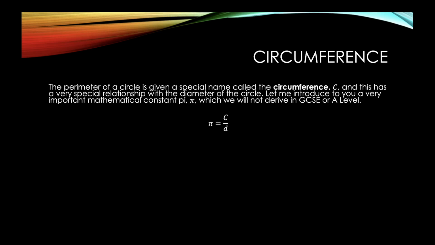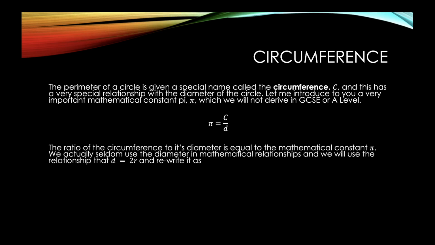So the ratio between the circumference and the diameter is this mathematical constant pi. Whilst we have the ratio between the circumference and the diameter, it's actually more useful to use the radius. You know that 2 times the radius is the diameter. So you can rewrite that as pi is equal to the circumference C divided by 2r. By rearranging it, you have the circumference is equal to 2 pi r.